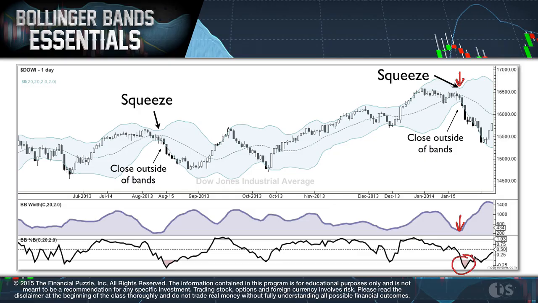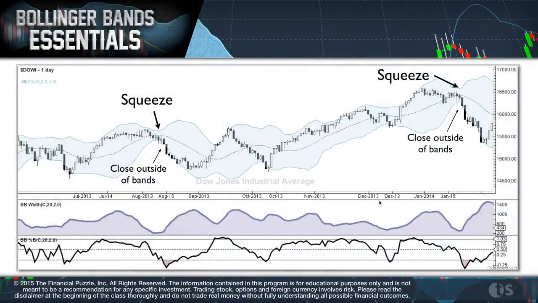And of course, again, you're very oversold in your percent B. You had the first close below the bands here. You entered the trade the next day. And here we were, 7 or 8 days later, 700, 800 points to the downside on the Dow Jones Industrial Average. So there's a couple of examples. Let's look at some more.